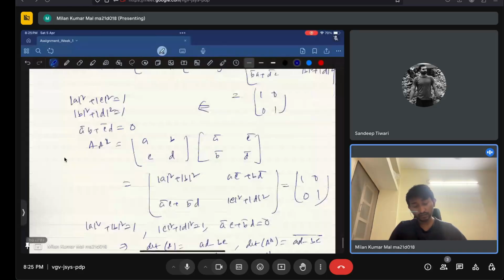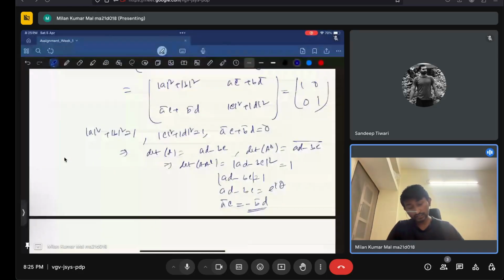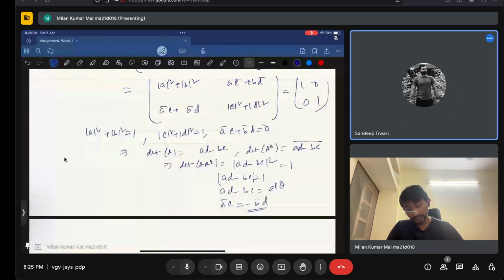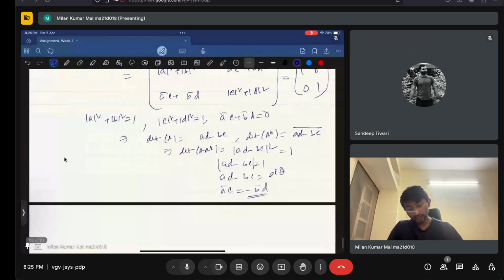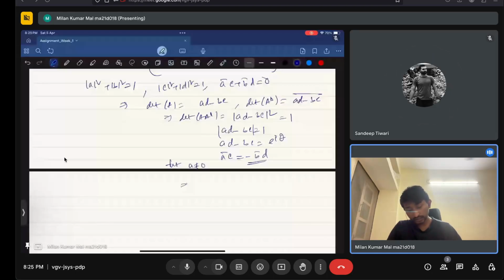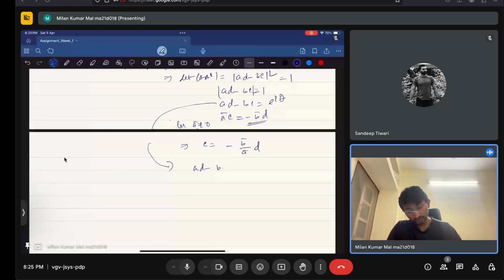So I have to replace them. First let A not equal to 0. Then what I will get is C equals minus B bar by A bar D. If I replace this here, then D equals B bar by A bar D, which is e to the power i theta.